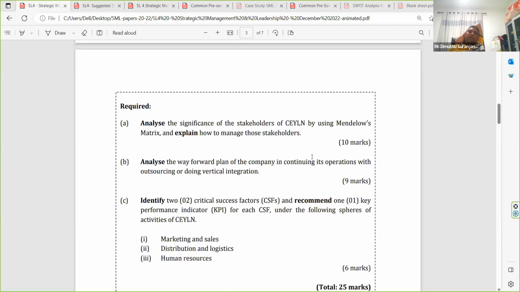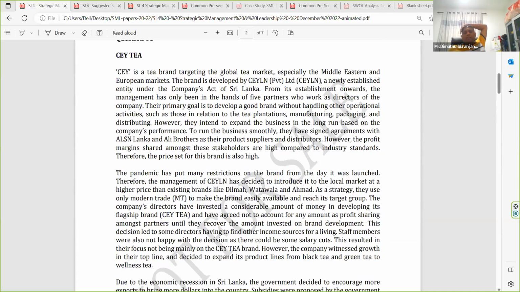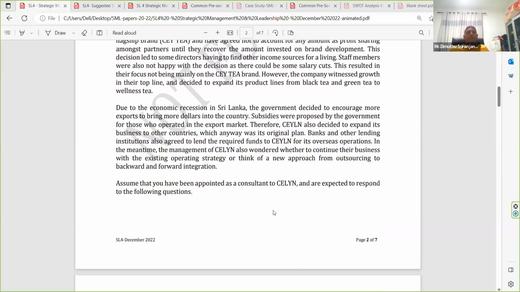It was mentioned we are doing only limited activities. We prefer to outsource the things. See here, their primary goal is to develop a good brand, so they are worried about the marketing. They are involved in marketing activities, developing a good brand without handling other operational activities. Marketing is done by them, but the plantation work, manufacturing, packaging, and distributing are outsourced. What do you think about this?